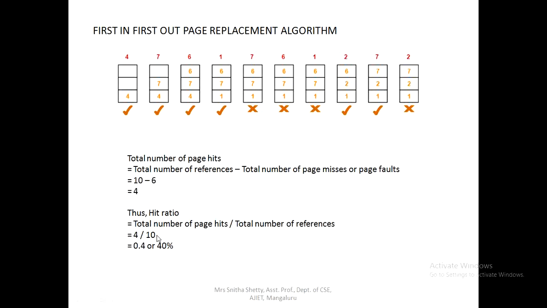So how to calculate the ratio? Hit ratio is calculated as total number of page hits divided by total number of references. So it is 4 divided by 10, it is 0.4 or 40%. How to calculate the miss ratio? Total number of page misses divided by total number of references, 6 by 10, it is 0.6 or 60%. So this is about first in first out page replacement algorithm.